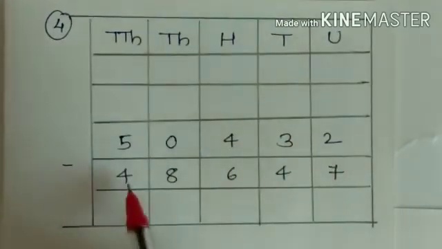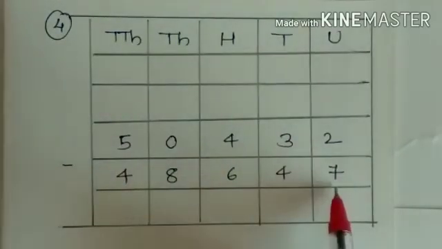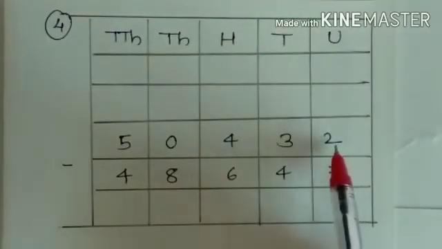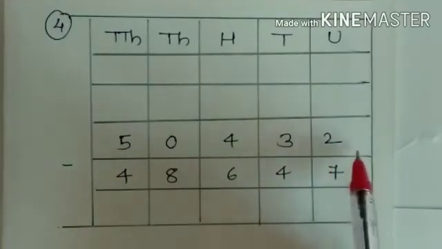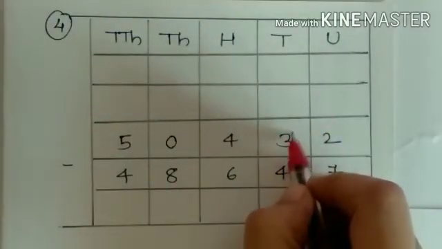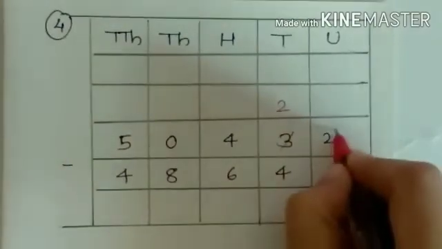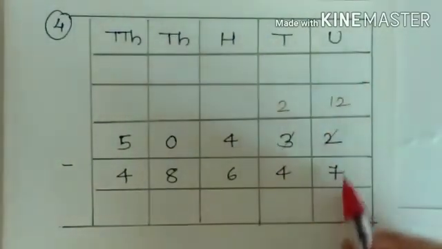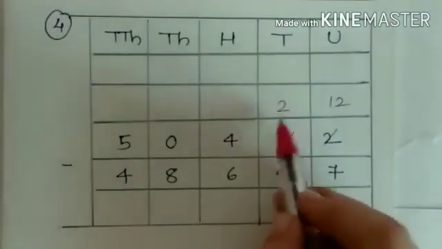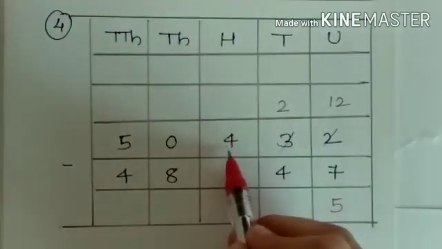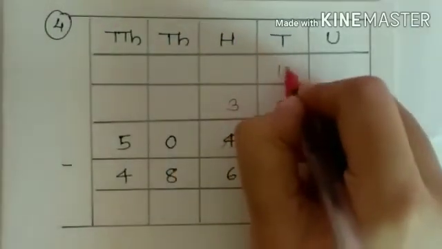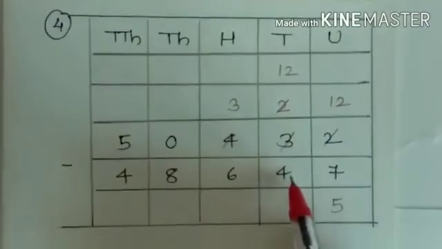Question number 4. 50,432 minus 48,647. We will always start from the units place. Let us subtract 7 units from 2 units. As we cannot subtract 7 from 2, however we have 3 tens, so we will borrow 1 from the tens. In the tens place, 3 becomes 2 and in the units place, 2 becomes 12 units. As we subtract 7 from 12, we get the answer 5. Now in the tens place, we cannot subtract 4 from 2. So we will borrow 1 from the hundreds place. So in the hundreds place, 4 becomes 3 and in the tens place, 2 becomes 12 tens. As we subtract 4 from 12, we get 8.